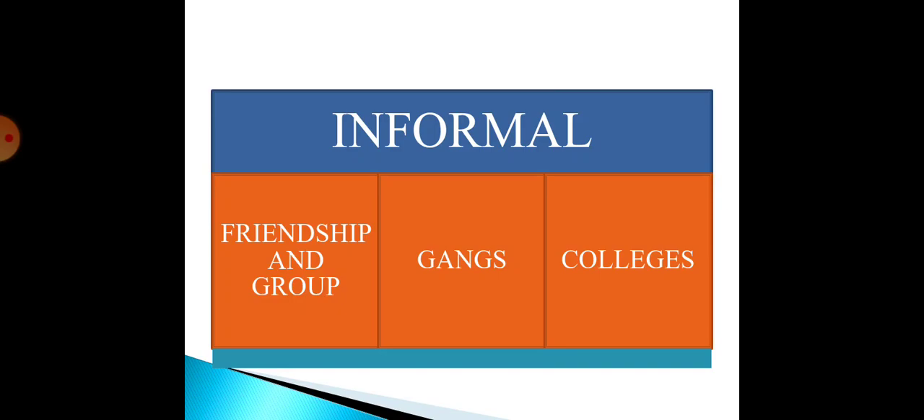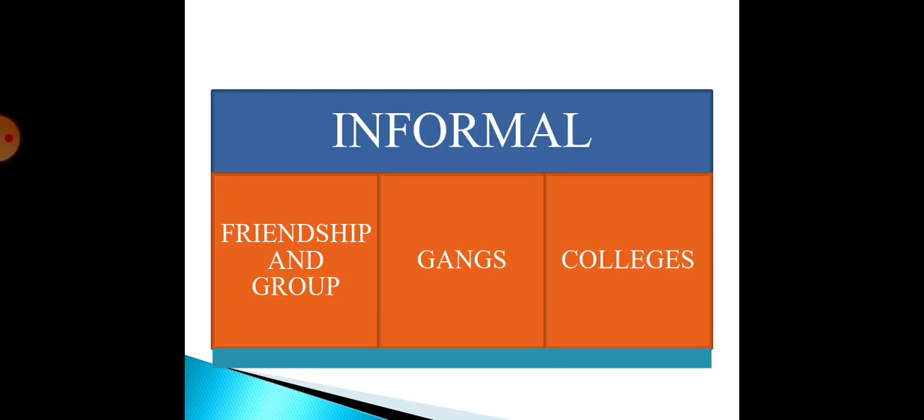Okay, so next, colleges: here also friends come together. We are not following any kind of rules and regulations. For example, if our friend is there and we want to talk with our friend, we are not taking any kind of appointment; we are directly going and making conversation with our friends.